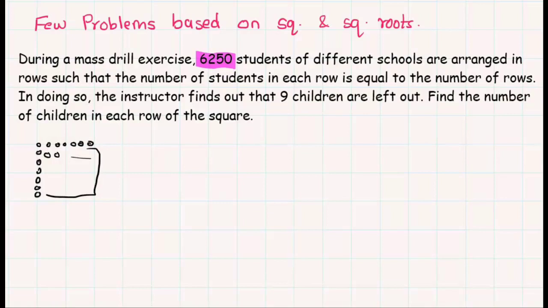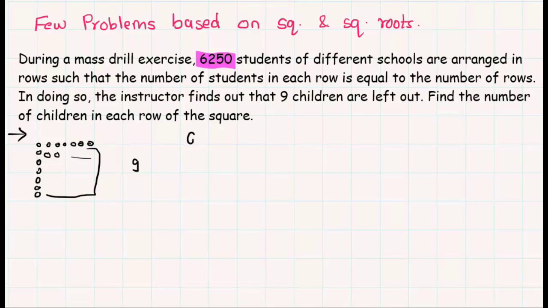In doing so, the instructor finds out that 9 children are left out. So 9 children could not fit in this square pattern. So find the number of children in each row of the square. So what do we have to do here? Can you think of some solution? Pause this video and try to solve first. Okay, I am going to start solving here.